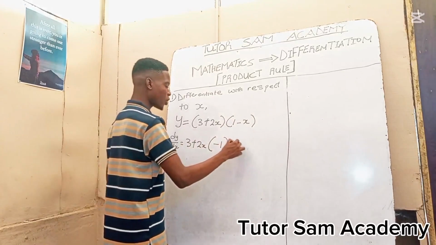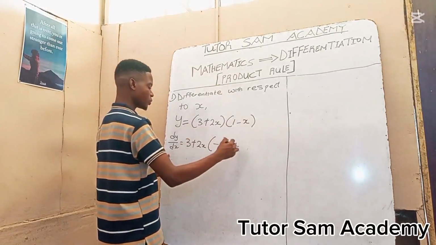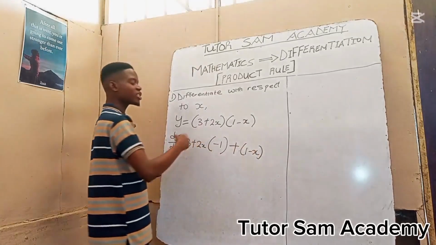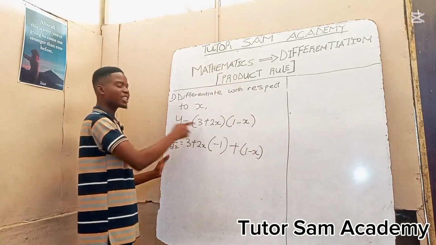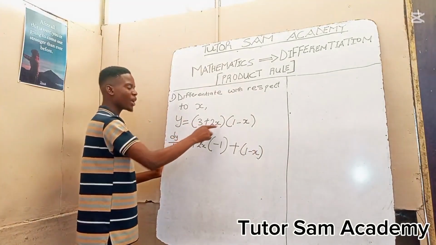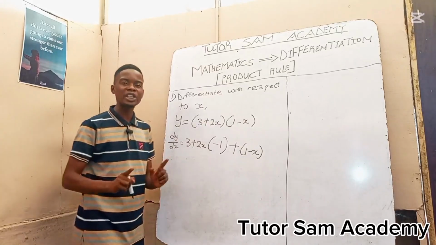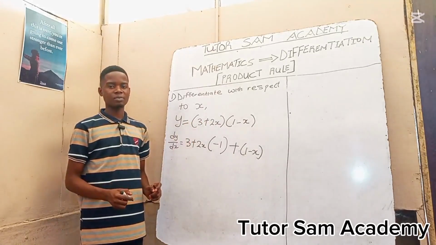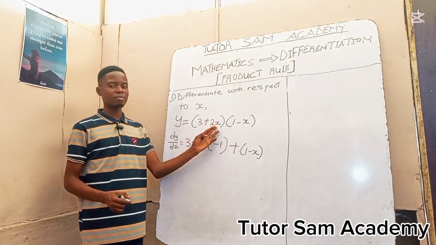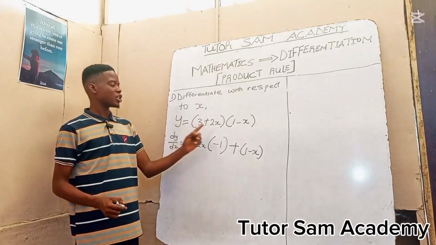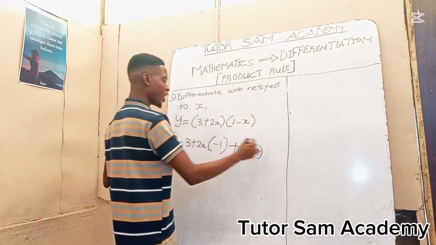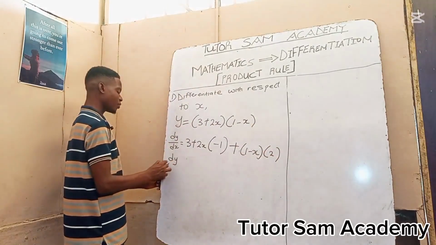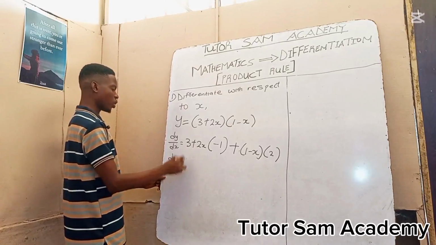So plus what? You write the second. The second is 1 minus x. What do you do to the first? You differentiate it. If you differentiate 3, it is 0. If you differentiate 2x, don't forget, whenever you are differentiating a constant and a variable, what will it give you? Only the constant. A variable that doesn't have power gives you only the constant. So if you differentiate 2x, it gives you what? 2.